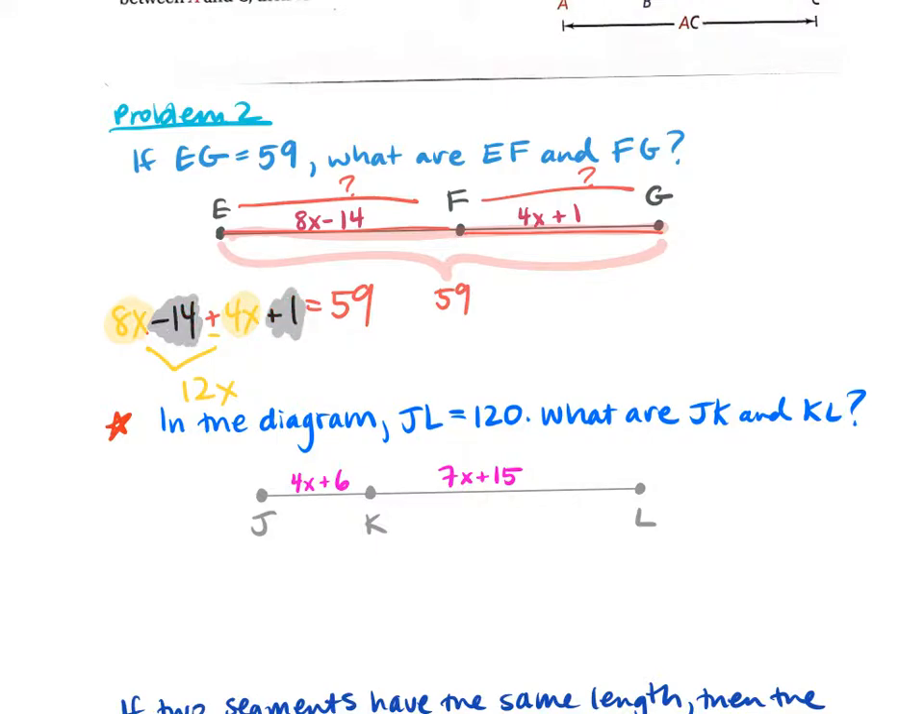So we can combine those to be negative 14 plus 1. So we're at negative 14, and we can go 1 to the right side. It's going to be negative 13, and this still equals 59. Okay, so here I'm going to rewrite this up here because I didn't actually leave enough space for this. 12x minus 13 equals 59.